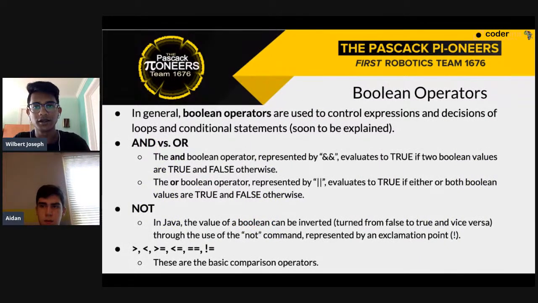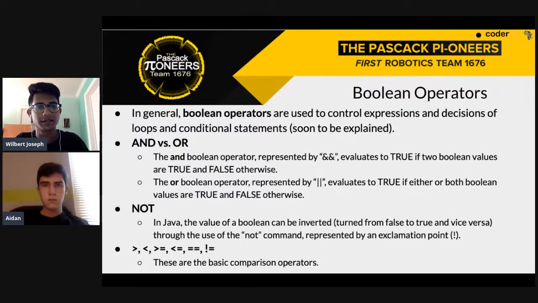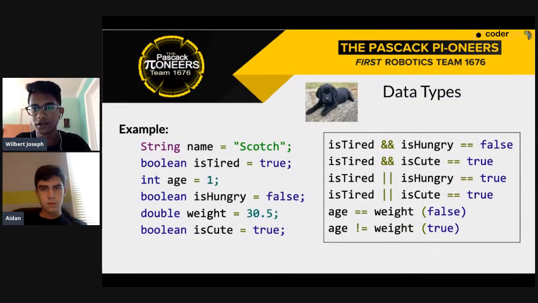Okay. Next, we have the basic Java comparison operators. And these include greater than, less than, greater than or equal to, less than or equal to. And these are the basic comparison operators. You've probably seen them in your math class before. And in the next slide, we have a couple of examples of each of these implemented in Java.